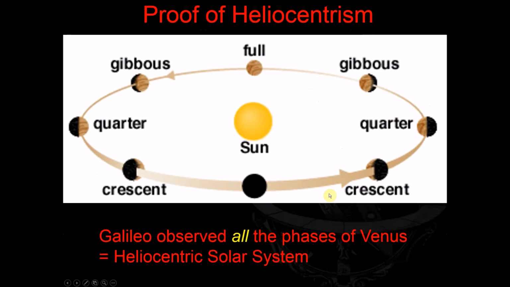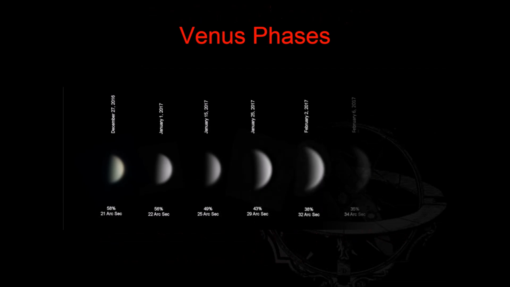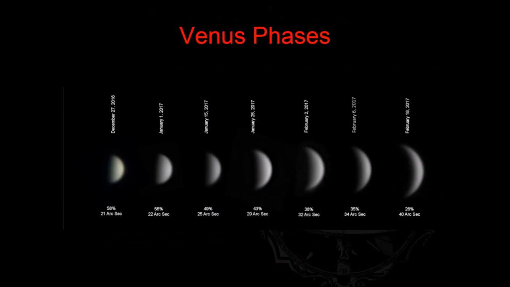So heliocentrism showed that you should see all of these phases, and that's what Galileo saw. He observed on multiple nights and he observed all the phases of Venus and proved that the heliocentric system that Copernicus had championed was correct. So he would have seen something like this, but not in as great a detail. And here we actually have the percentage of the planet that's illuminated written below.